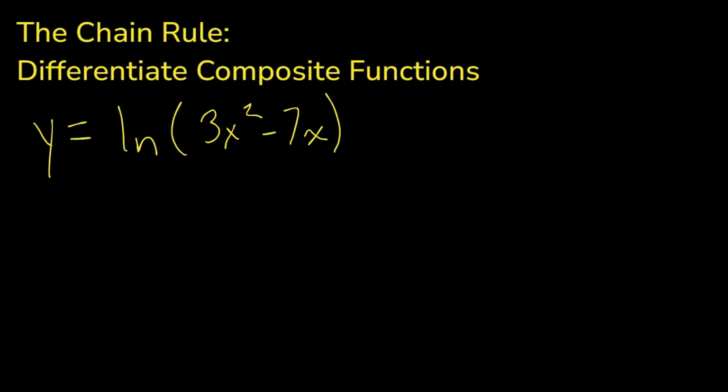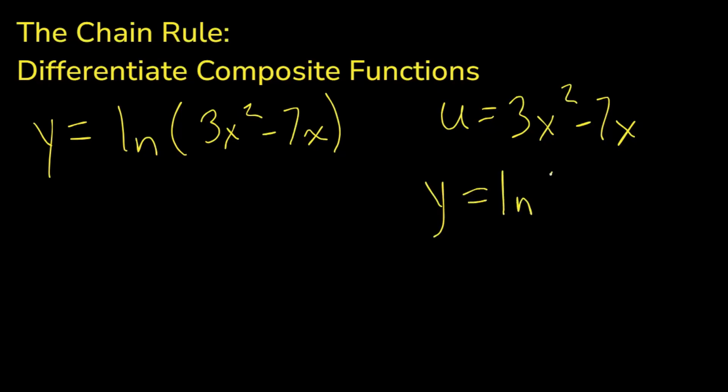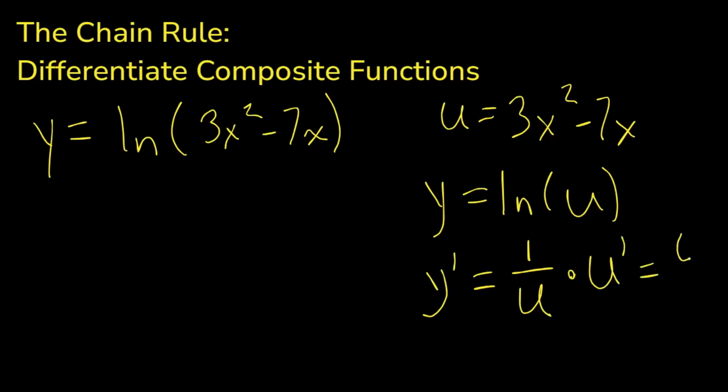Similarly with natural logs, identifying the inside is important. So it's 3x squared minus 7x. And if we rewrite this in terms of u, this would be y equals natural log of u. And if u is a function, we would apply the chain rule. So y prime is going to be 1 over u times u prime. We could simplify that to u prime over u.